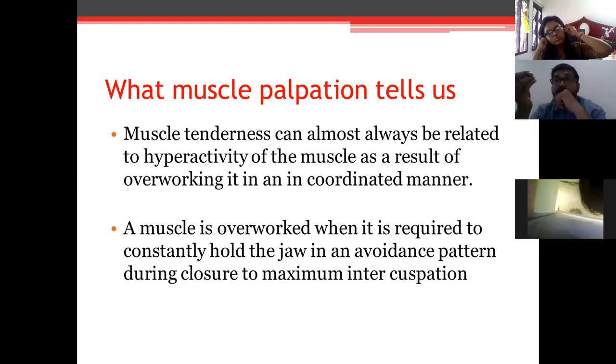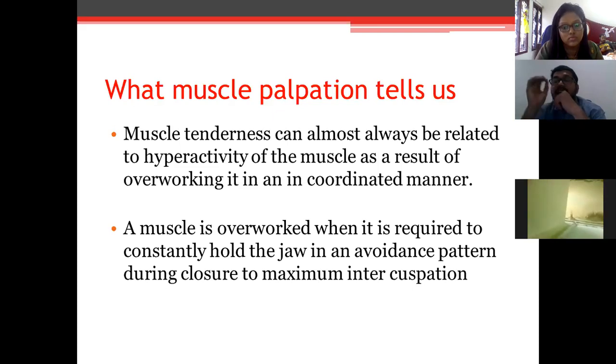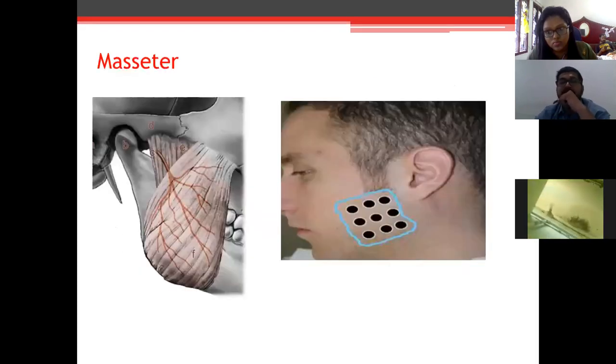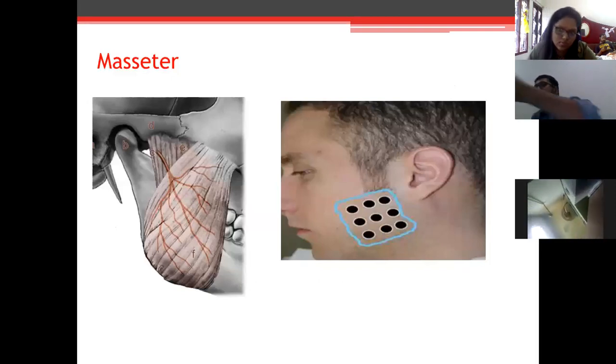Whenever the muscle has to hold the mandible in an avoidance pattern, that is the time your muscle is hyperactive. When the muscle is hyperactivated for a long time, the muscle starts to pain. And there is a general saying that 90% of temporomandibular joint disorders start as myogenous in origin. So it is important that you palpate the masticatory muscles. For the masseter and temporal, it is very easy to palpate, because can you see the content?